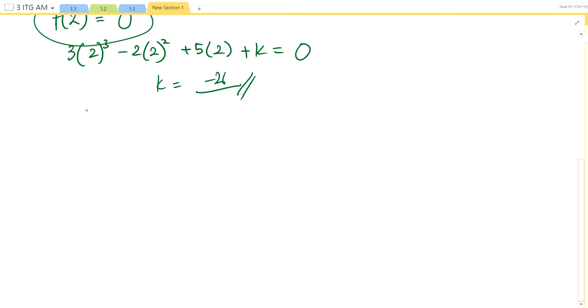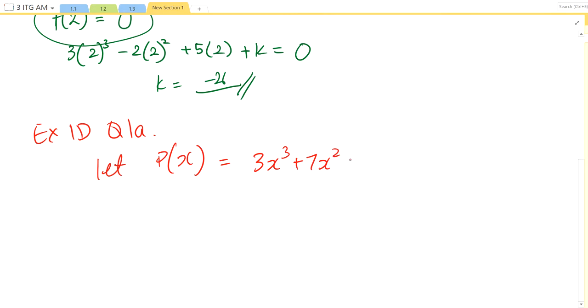Let's do question 1A, exercise 1D. This is not a homework question, just practice only. X minus 1 is a factor of so and so. Find the value of k. Step 1. Let px be equals to 3x cubed plus 7x squared minus kx plus 5.